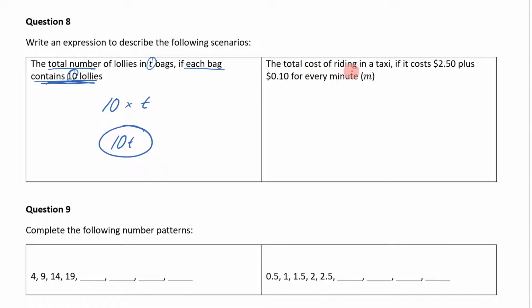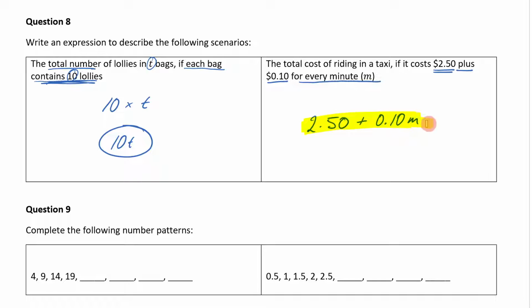Next, the total cost of riding in a taxi, if it costs $2.50 plus 10 cents for every minute, and a minute here is m. Well, in order for you to catch a taxi, it costs you $2.50. So just to get inside that taxi, it costs you $2.50 just to sit down. And then the taxi driver charges you 10 cents for every minute you're in that taxi. So we're going to plus onto this 0.10m. That's going to be our answer there.